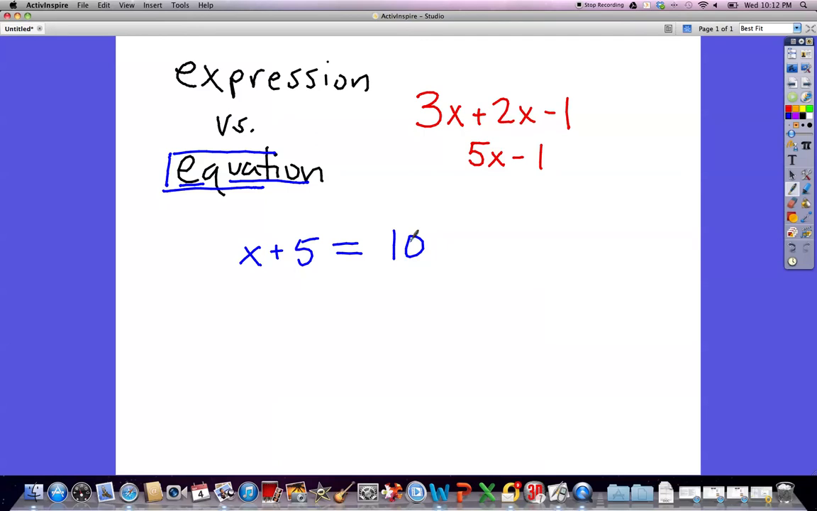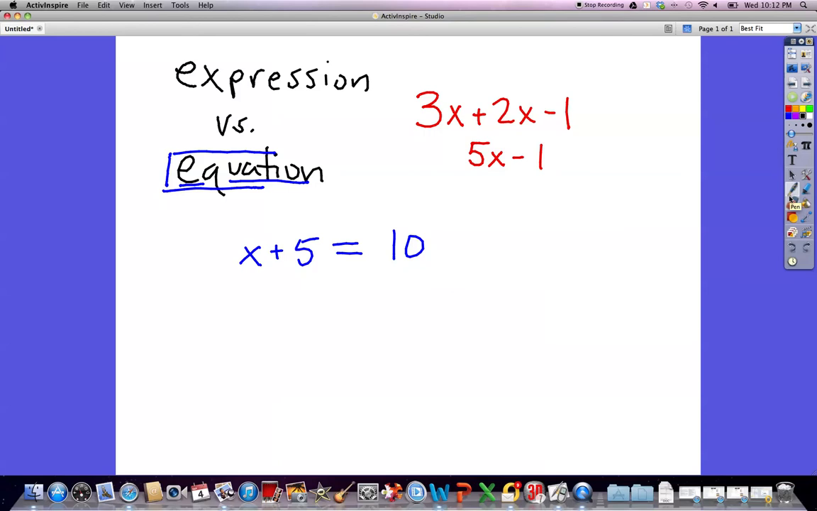Now I know we can all see that when x plus 5 equals 10, x has to be the number 5, because that's the only way that x plus 5 can equal 10. You can't have any other number there. If it was 6 or 7 or 8 or 1 or 2, it wouldn't equal 10. So x in this case has to equal 5. Now how do we solve it if it gets a little more complex? Let's find out.